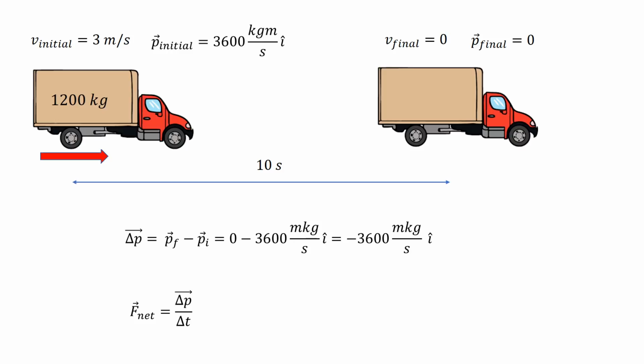So the force is your delta P over your delta T. Your delta P is negative 3,600 over your delta T is 10 seconds. So that ends up with negative 360 newtons in the i direction. So that's basically to the left, which makes sense because it's slowing down.